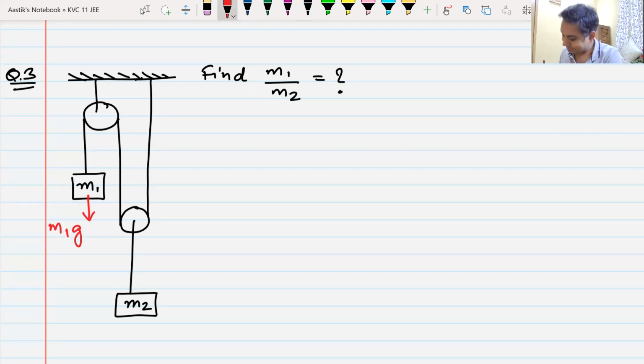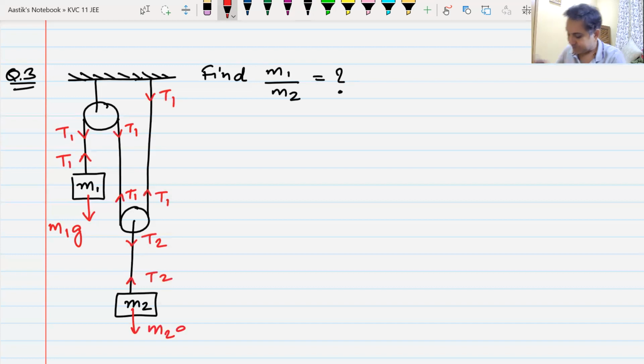M1G. Let me call this tension as T1. This is T1. This is T1. But the other block is attached to a different string. So I must call it T2. T2. And this is M2G. So far, so good? Yes or no?